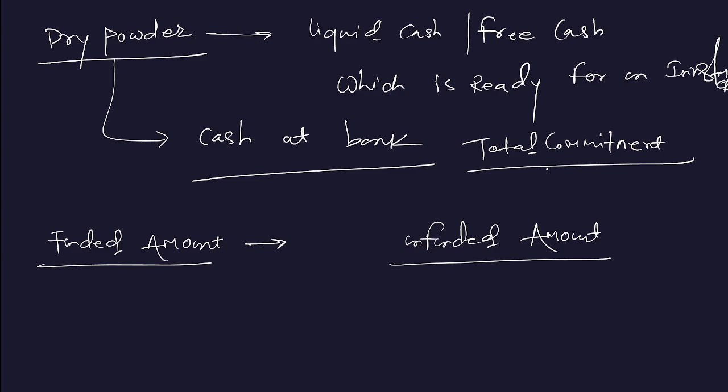For example, let's say the total commitment is 100, right? Total commitment is 100. We have received 50 rupees from the investor. That is funded. The other 50 would be your unfunded. And here your total balance, the outstanding commitment, would be 50.